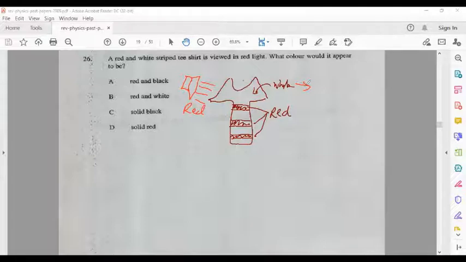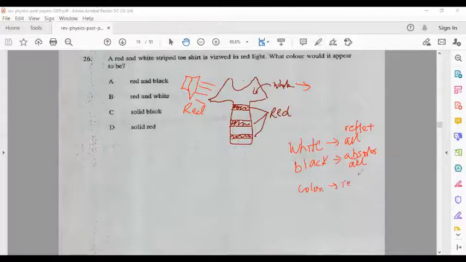what is true for black, when you see black, you're having all the colors absorbed, but when you see white, all of the colors are reflected. So white reflects all colors, black means all the colors were absorbed, and any color will reflect itself only. Okay, so red reflects red, green reflects green, so on and so forth.